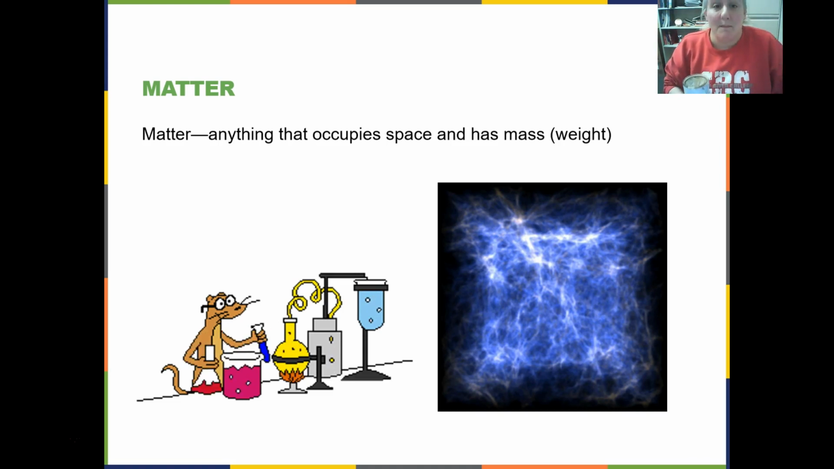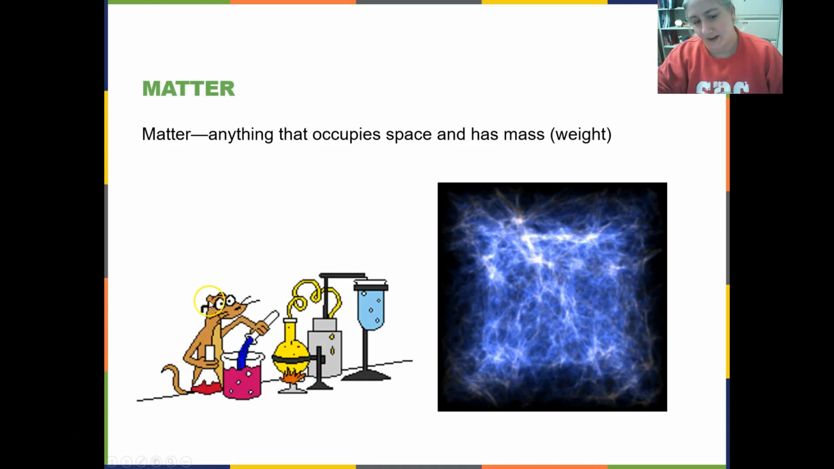But this is all matter, and so this little tiny ferret-looking guy is doing chemical reactions and producing certain types of matter. And here's another matter.